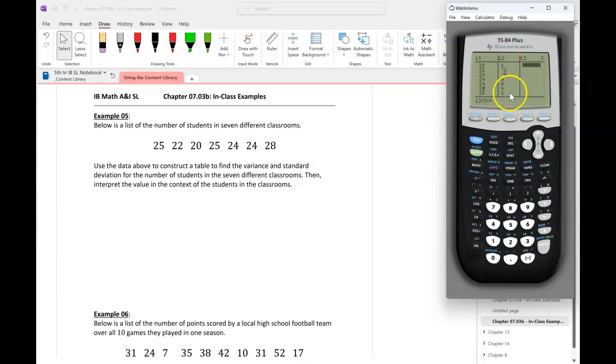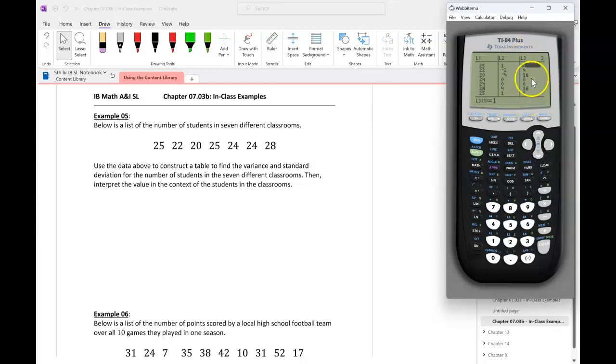Now I want the squares of each of those. So I'm going to move to L3. I'm going to put my cursor up on the title and press enter. Notice now my cursor's down here at the bottom. I'm going to do L2 squared and press enter. And there are the squares of each of these.